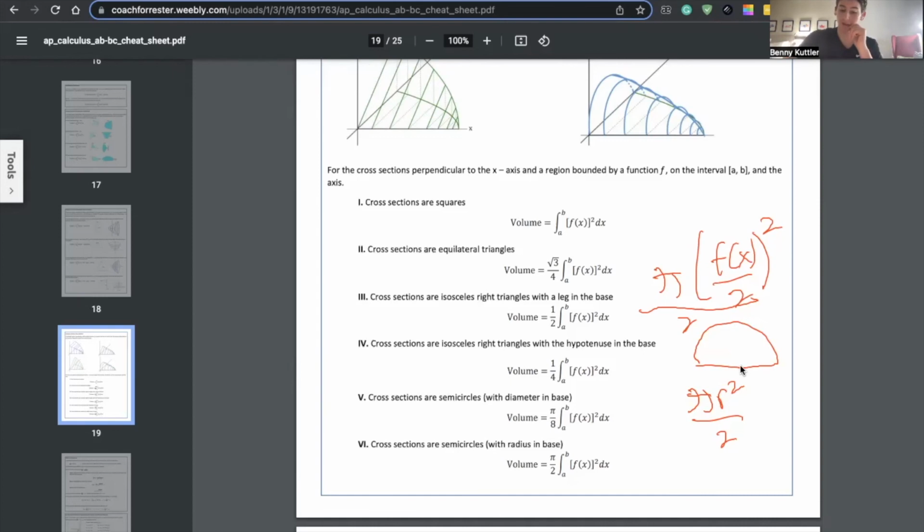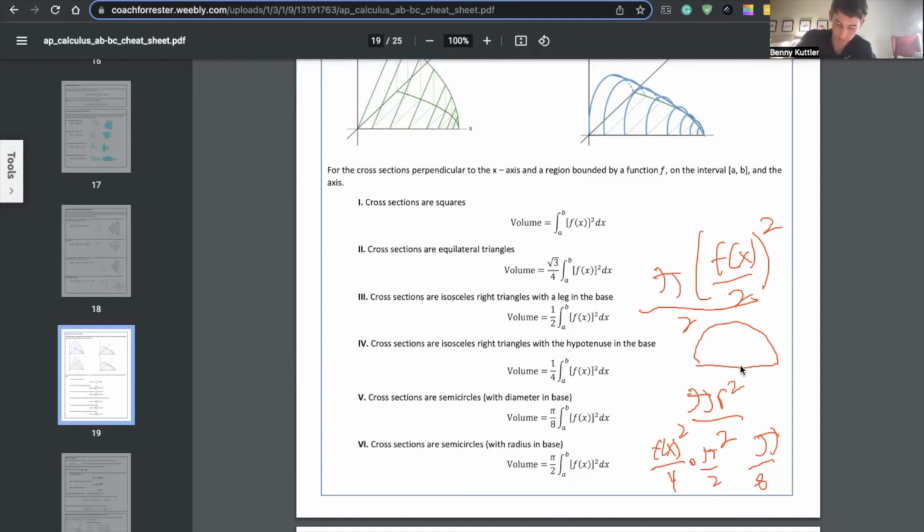So this squared applies to the f of x and the 2. So we have f of x squared over 4, times pi over 2. And then when we multiply, we get pi over 8 times f of x squared. But remember, we're going to do an integral of that. But then the constants can stay on the outside.